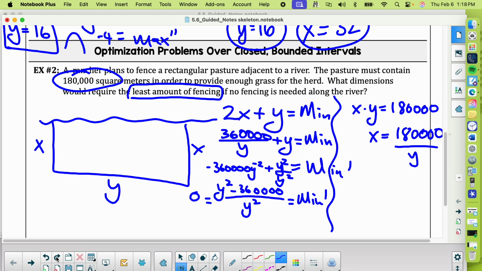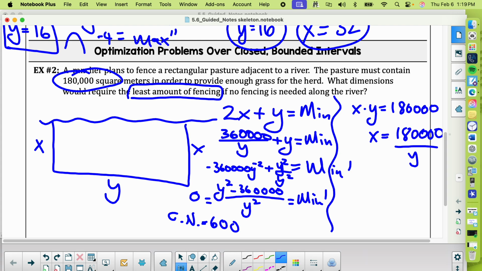My other critical number is going to be when the numerator equals 0. I want to say it's 600. Is it the square root of 360,000? Okay, so we get plus and minus 600. Negative 600 we won't use. So positive 600 is our critical number that we're going to check out. There's 3 critical numbers, only one of them is worth anything to us.